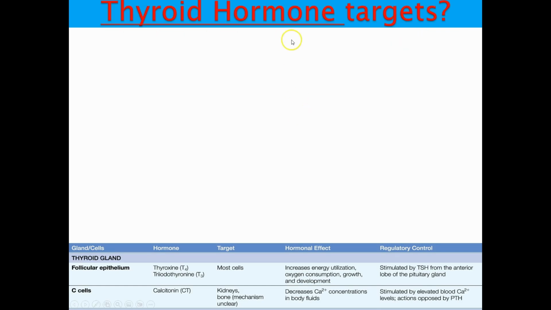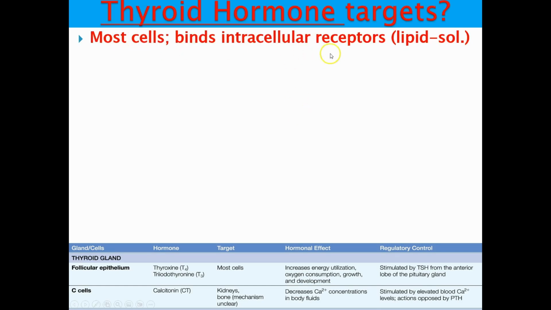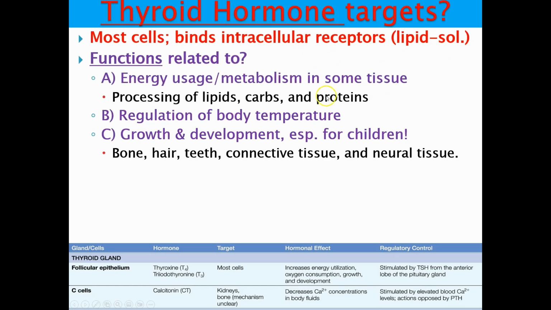All right, but remember, thyroid hormone targets most cells. It binds intracellular receptors because it's lipid soluble. And then notice its function was really energy related, regulation of body temperature, and development. If you got these three down, anytime you think thyroid hormone, just think of those three things: normal metabolism, regulates body temperature, normal growth and development. That's it. Hopefully you know there's an important iodine.